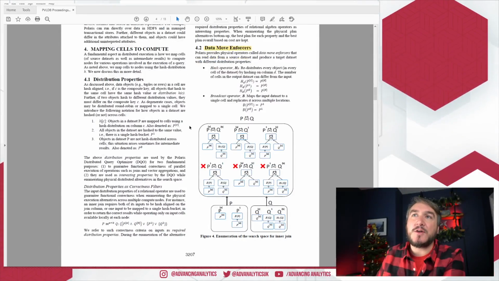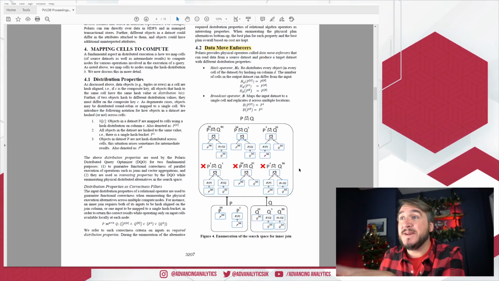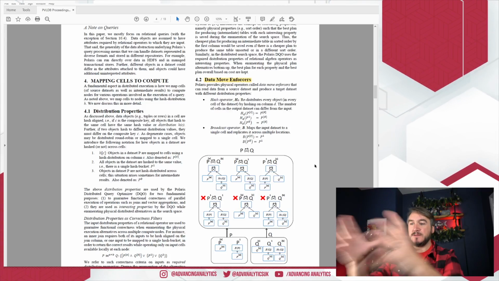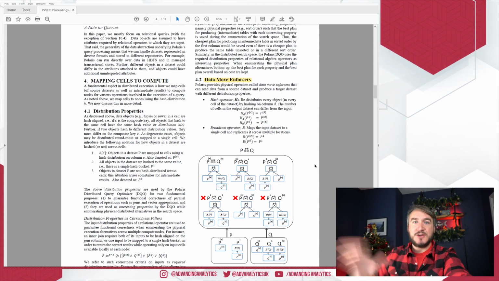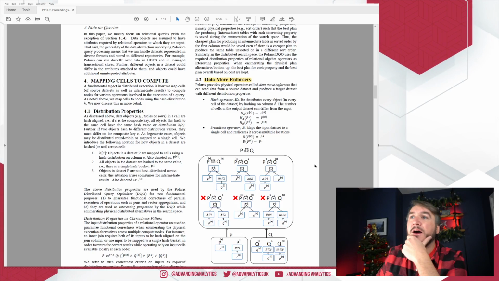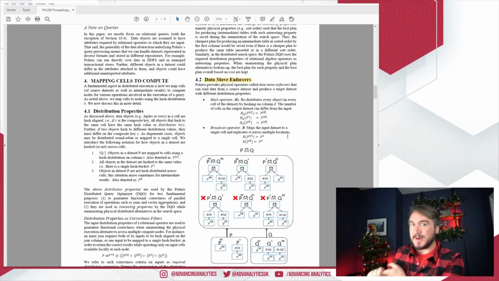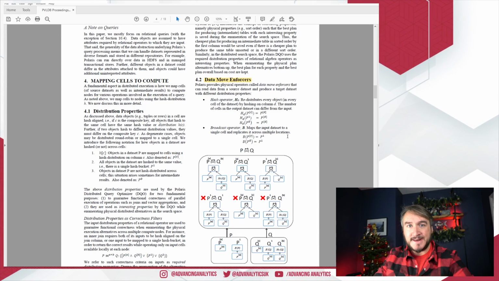Okay, then they talk a lot in detail about how they do this mapping of cells to compute, how they decide actually, you, Mr. Compute Task, you're going to have this bunch of cells. And the data movement engine, the distribution engine from SQL Data Warehouse, you can kind of see there are elements of that in here.